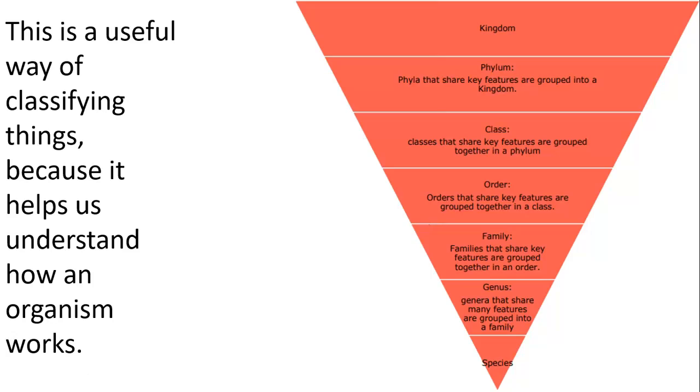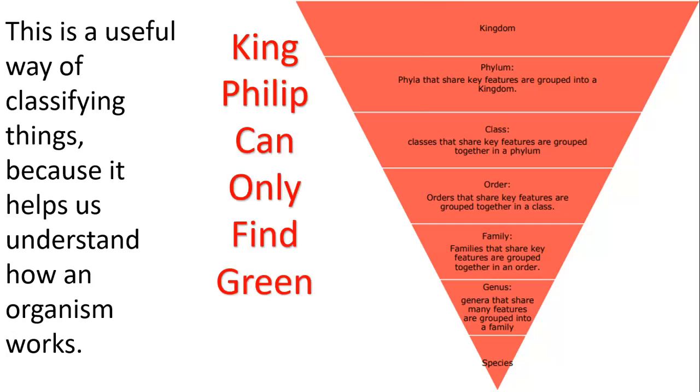So, how do biologists do this? They do it this way: kingdom, phylum, class, order, family, genus, and then finally species. So how can we remember it? It looks very complicated. Remember it with this sentence: King Philip can only find green socks. If you remember this sentence, you will be able to remember the hierarchy of the classification system.